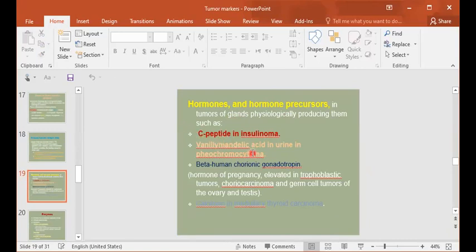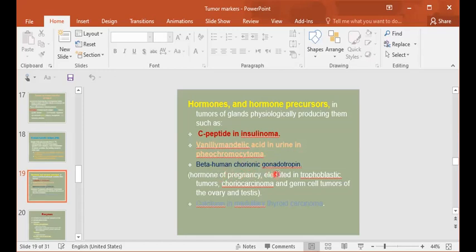The vanillylmandelic acid is elevated with pheochromocytoma, which is a malignant tumor of the adrenal gland. And the adrenal medulla secretes epinephrine and norepinephrine. Vanillylmandelic acid is the metabolite of epinephrine and norepinephrine. So elevation of vanillylmandelic acid indicates that this is a pheochromocytoma. So this is a hormone.